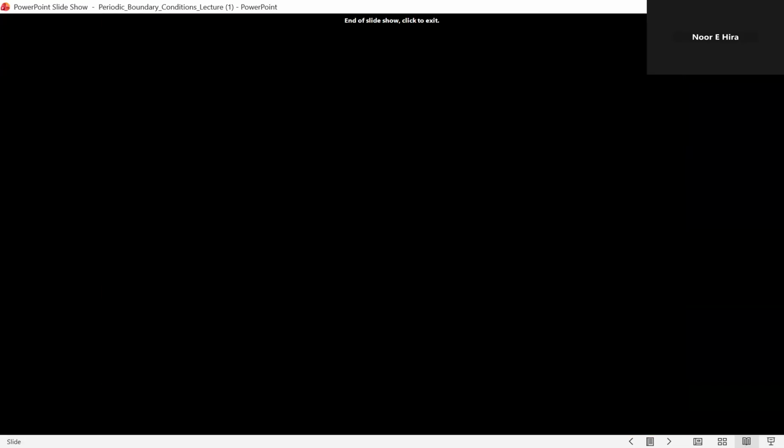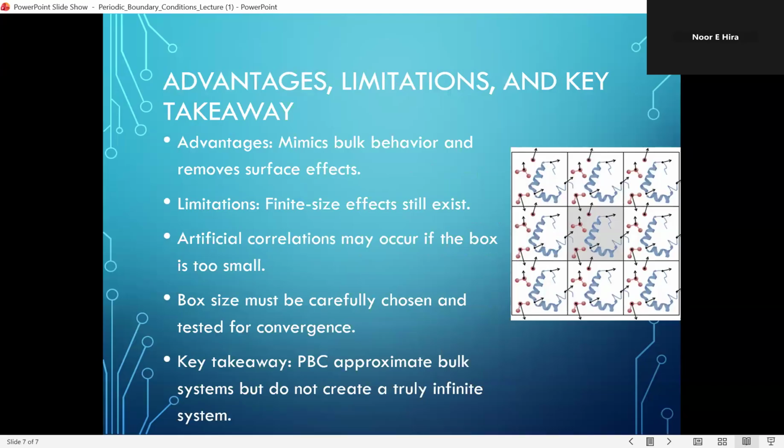Advantages, limitations, and key takeaway. So, what have we learned? If you start the video again, you will see that I started with mimicking the bulk material. So what is periodic boundary condition? It's a simulation box with a boundary that mimics the bulk behavior and removes the surface effects. But it has limitations: finite size effects still exist, and that's why we solve this problem by understanding long-range and short-range interactions. The box size must be chosen carefully and tested for convergence. And for long-range interactions like electrostatics, special methods are used, and correct treatment of these effects is crucial for physically meaningful and correct simulation results.